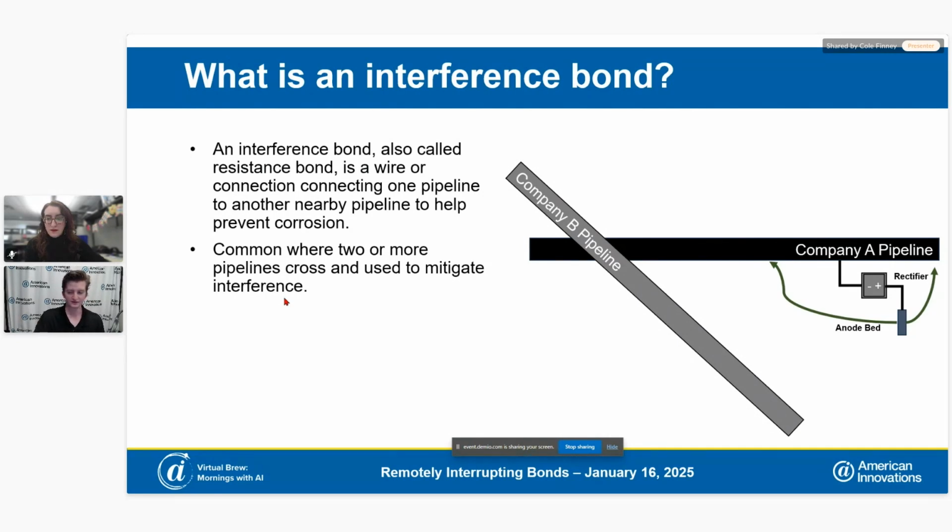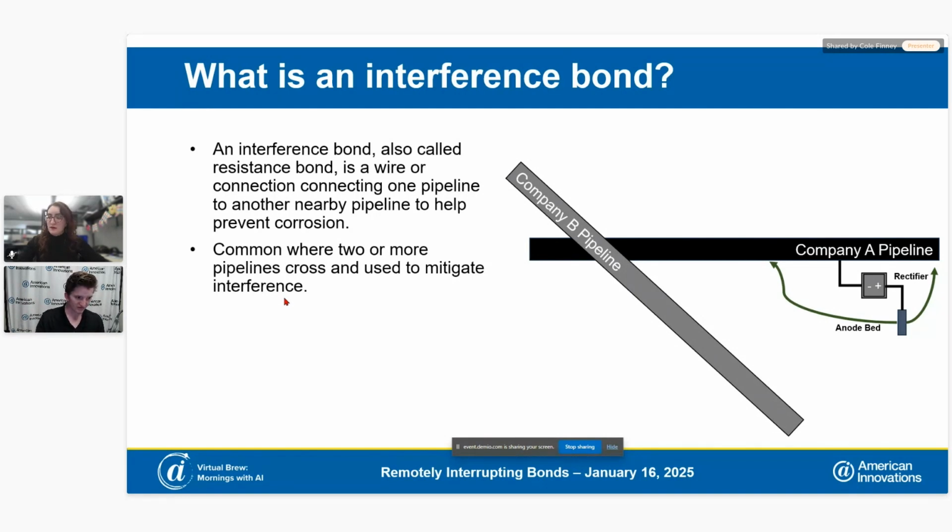What that looks like in practice is, when you have your CP system turned on, you're providing CP protection to your pipeline. In this case, company A, we're assuming that's my pipeline in this scenario. Your CP system is on, so your current is flowing through your rectifier to your anode bed, applying CP, and in that case protecting your pipeline.